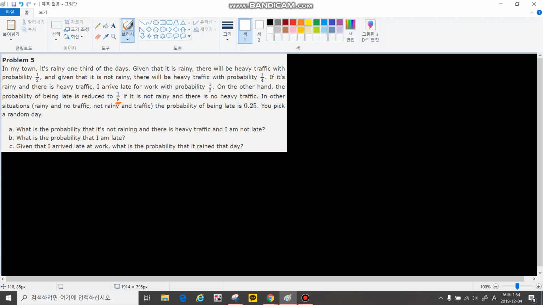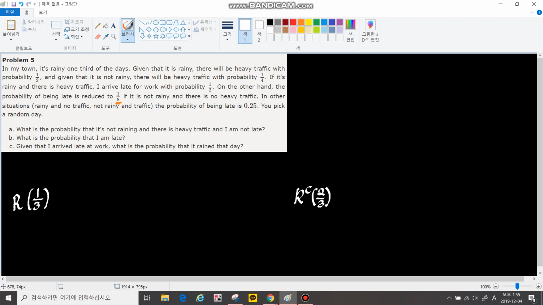First, it says it's rainy 1/3 of the days. What that means is the probability that it rains is 1/3. Then we can definitely see that the probability that it doesn't rain is 2/3. You know what I mean?